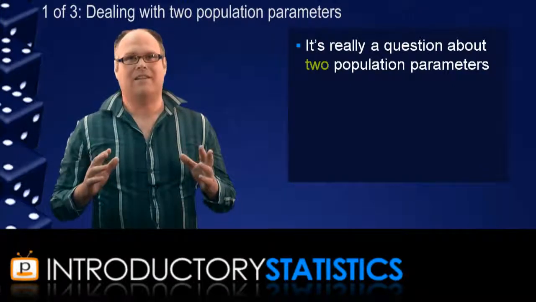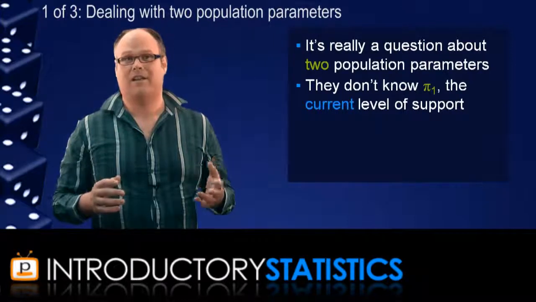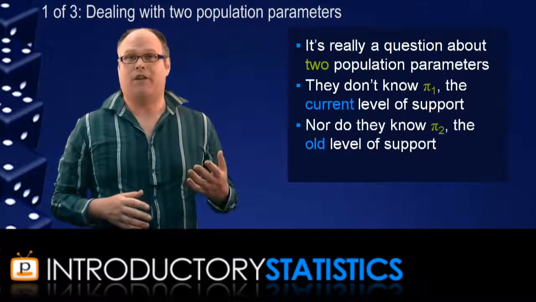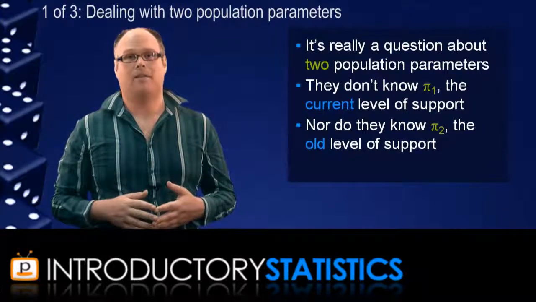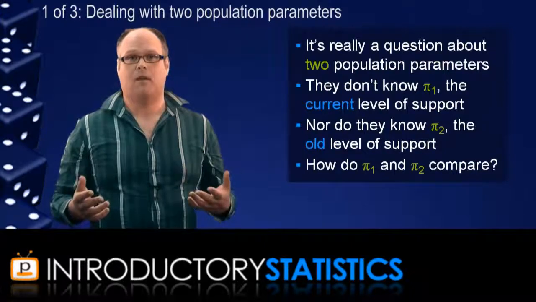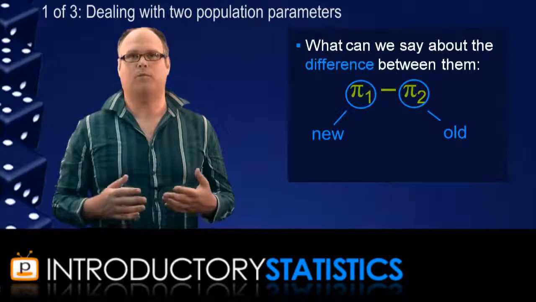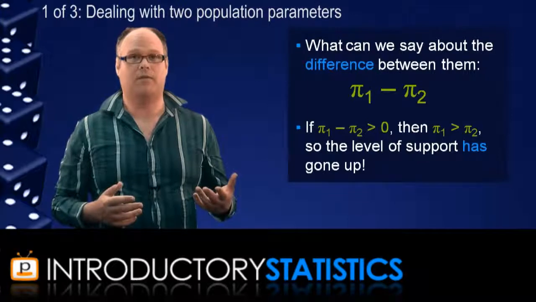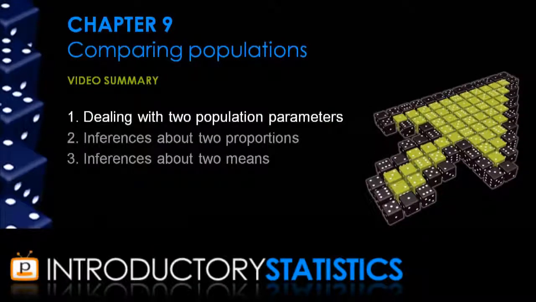The reason for this is that the council doesn't know the population proportion of people that support the bridge today. It only calculated a sample proportion. And similarly, it doesn't know the population proportion of support 6 months ago either. So there are two unknown parameters, and we now want to draw a conclusion about how those parameters compare. To be more precise, we want to draw a conclusion about the difference between these two population proportions. If we can conclude that difference is positive, for example, then we can say that the level of support has actually gone up.